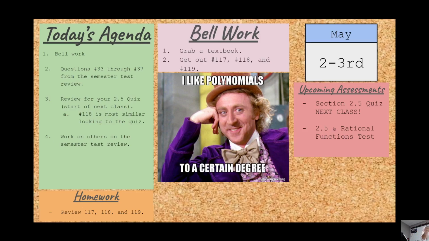So at the very least, do questions 33, 34, 35, 36, and 37 on the semester test review. And again, if you're having trouble with any of those, that's a red flag that you might have trouble with those question types on the quiz next class. And then it gives you some flexibility. Either use the rest of the time to study for your 2.5 quiz if needed, or work some more of your semester test review so that you don't have to do it later on.